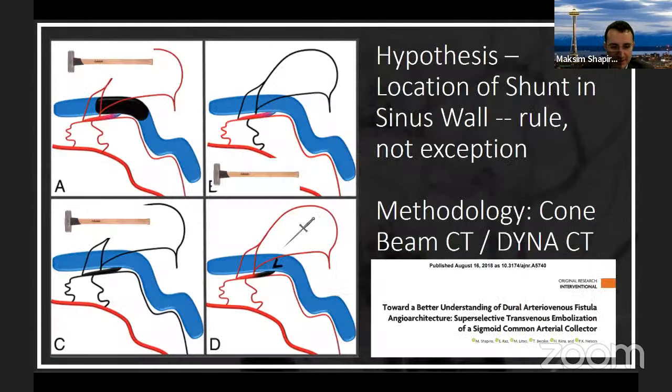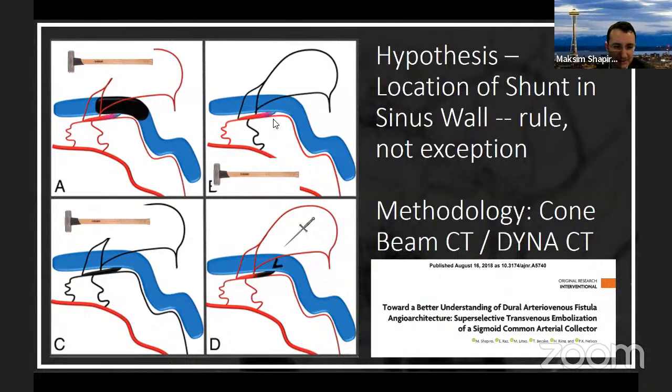Now, this has been our contribution to this work. Basically, we're expanding on this already existing theme of super selective transvenous embolization and what that implies for fistulas. This is our publication I mentioned. It basically goes through the basic approaches to treatment of these dural fistulas.